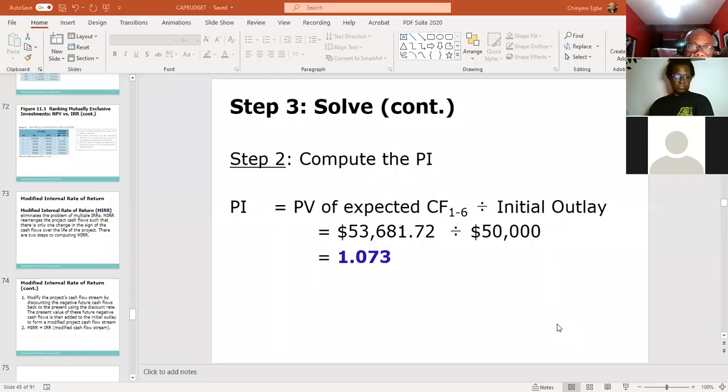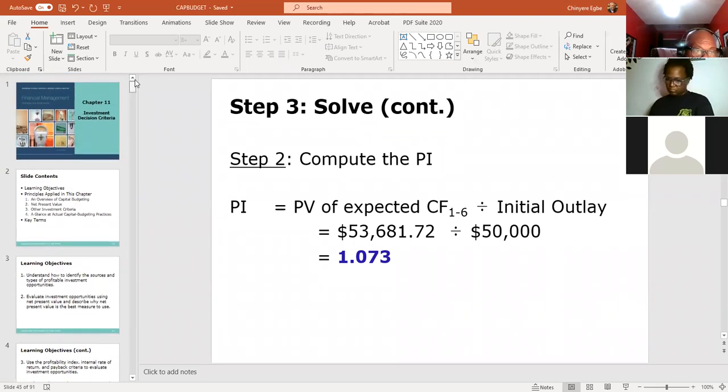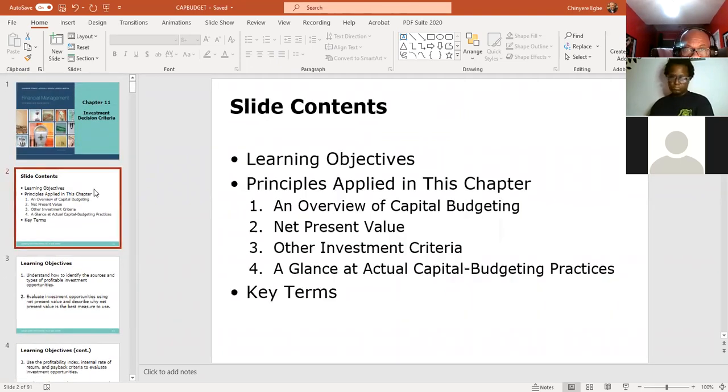All right, I'm going to share screen. All right, so I'm going to talk about capital budgeting, and very, very quickly, okay? When you talk about capital budget, what do you mean?